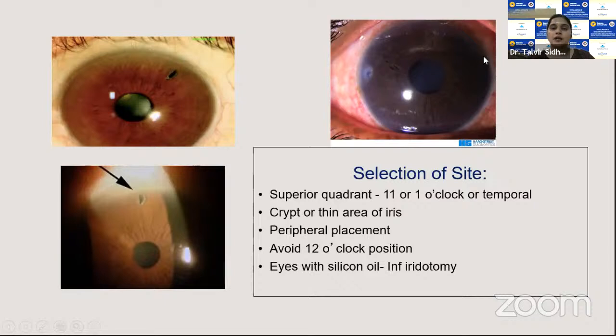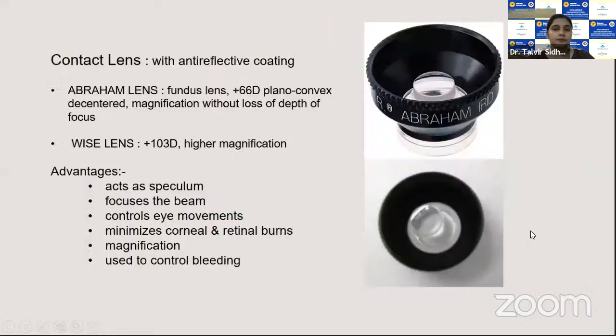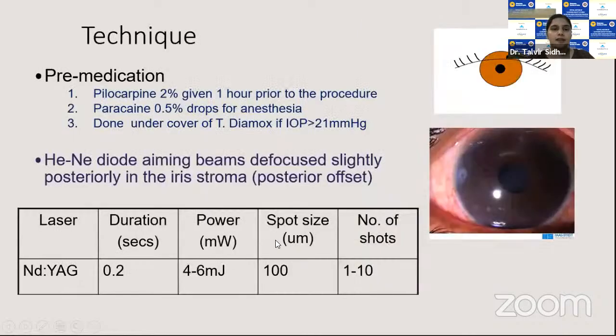Sometimes when the patient's eyelid aperture is very small, then you can still use a temporal site to do a PI. A contact lens, an Abraham lens or a Wise lens, is usually used to focus the beam over the iris, and it also acts as a speculum and controls the eye movements. The technique of doing a PI is that you pre-medicate with pilocarpine so that the pupil is well constricted and the iris is well stretched. And paracaine eye drops are put for anesthesia.